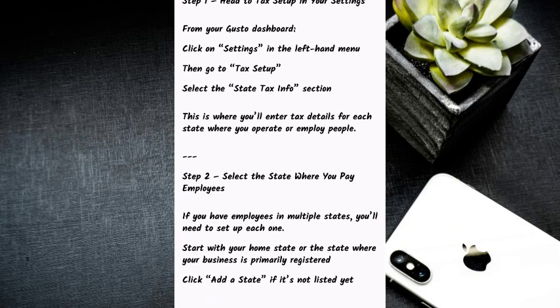Step 2, select the state where you pay employees. Now, if you have employees in multiple states, you will need to set up each one. Just start with your home state or the state where your business is primarily registered. Click Add a State if it's not listed yet.